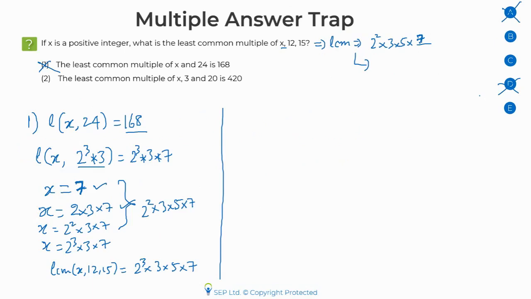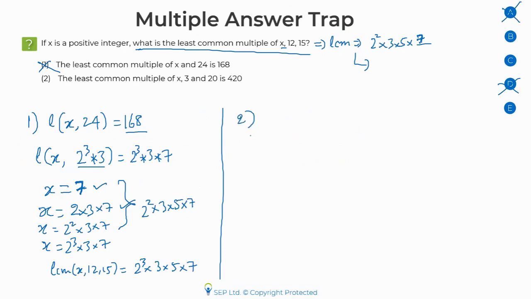Because this is a value kind of question, you need a unique value. You're trying to find the LCM. This is not a yes-no kind of question. I'm not asking you whether you can find the LCM. I'm asking you to find the actual LCM.